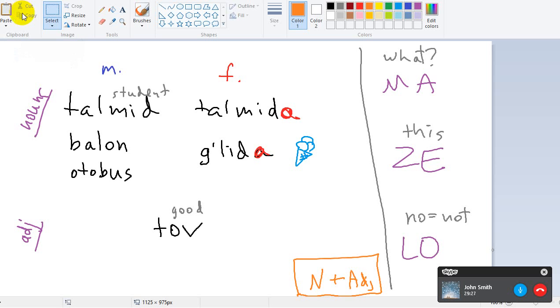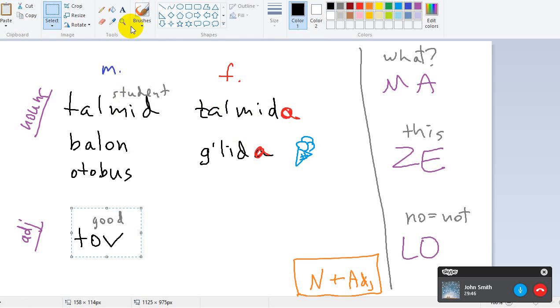Now, a question. If we want to describe a girl student, how would we say that? We would say first take the word for girl student. Here's the girl student, Talmida, and now add good. Here is a trick that Hebrew, very logical, likes very much. Talmida is like Talmid with the a ending. Now, the adjective must have the same gender ending as the noun. So Talmida would be Tova. Talmida Tova.